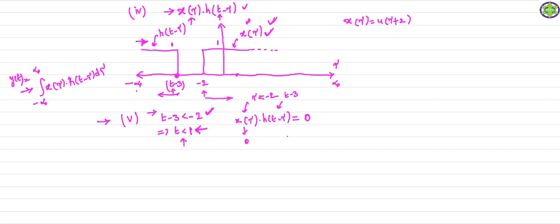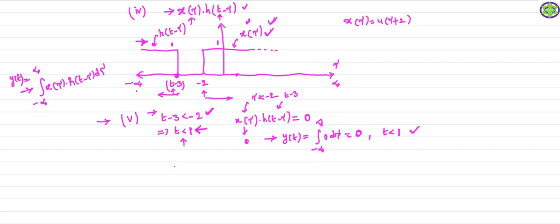So whenever the product is 0, what about the integral operation? Since the product is 0, the integral is 0, so our output is also going to be 0. This is happening for t less than 1. So for t less than 1, your output becomes 0 because there is no overlap of h of t minus tau on the x of tau signal.